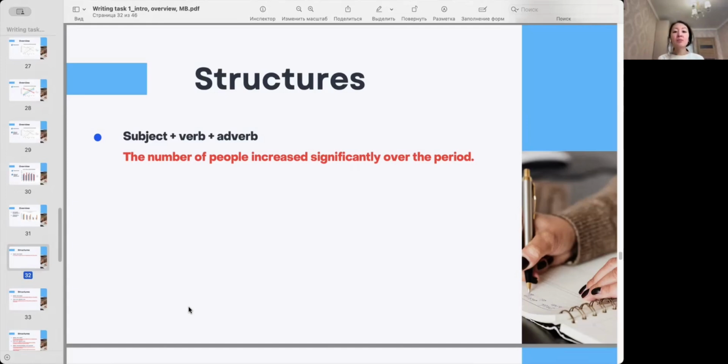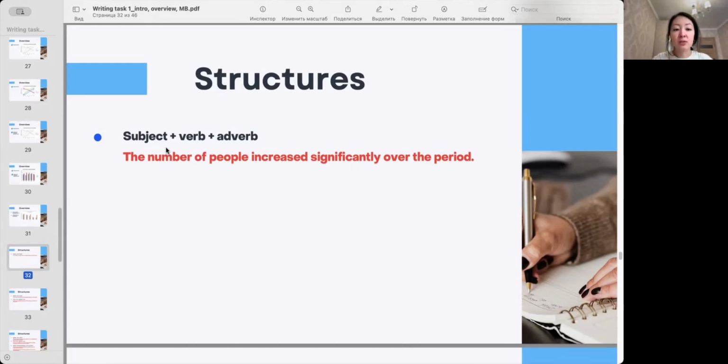It is the simplest structure, but you know, it sounds really academic, and this is a structure that examiners prefer to some more complicated structures. And you can use these structures quite frequently in your descriptions. The percentage of something decreased steadily between this and this year. The number of people dropped significantly over the period. Things like this.